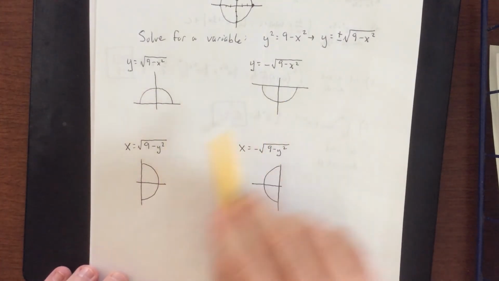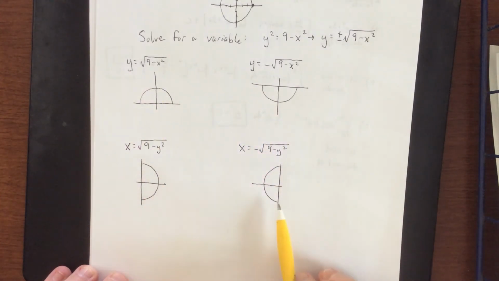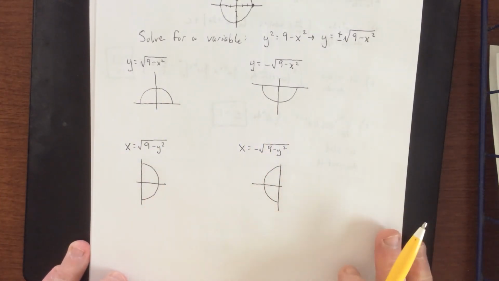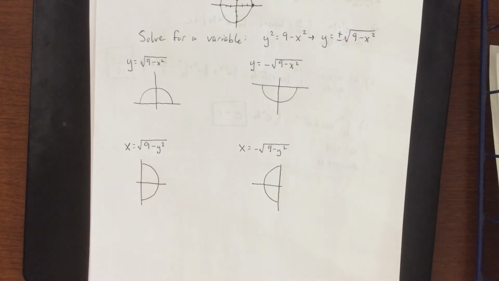So anytime you want to talk about only half of a circle, called a semicircle, the way that you do so is you solve for one of the given variables. The plus or minus determines which 2 quadrants the semicircle will lie in.